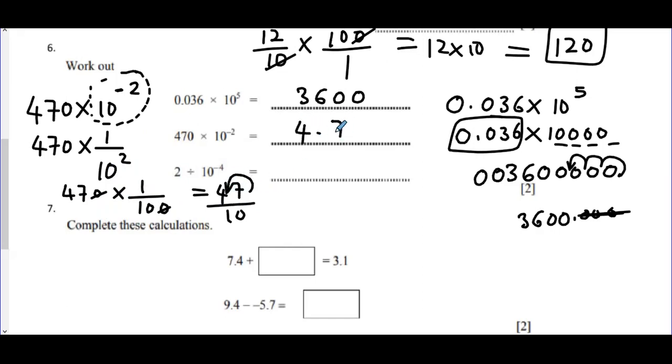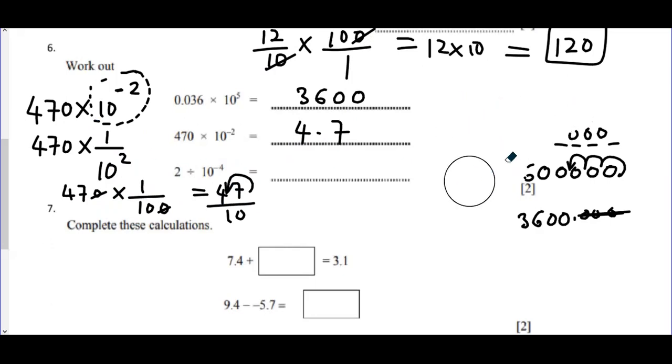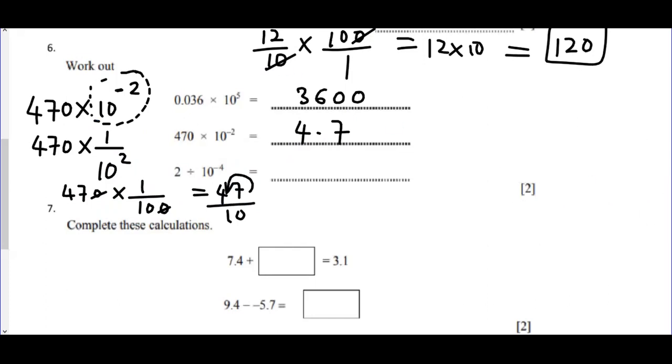And this becomes 4.7. Okay. Now the next part will be this question here, which is 2 divided by 10 to the power of negative 4. Remember what I said, when you have a negative exponent or a negative index, or this power is negative, you make it positive by writing a fraction of it. So this will be 2 divided by, write a fraction of 10 power negative 4. This will be 1 over 10 to the power 4.